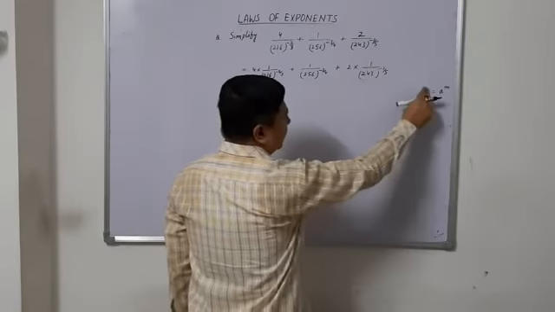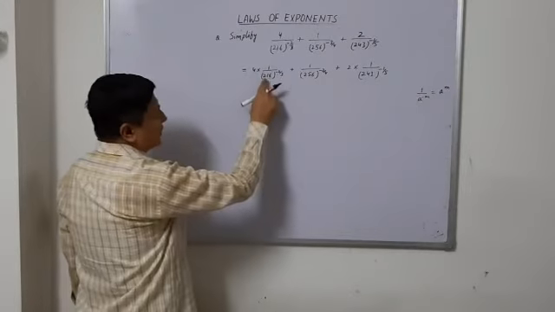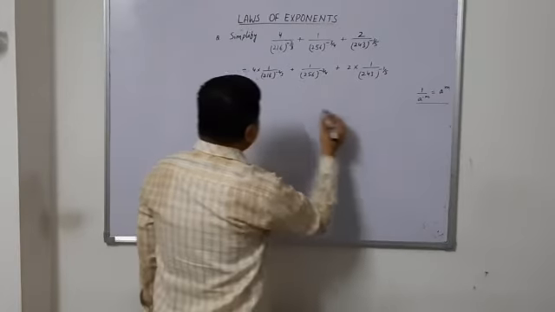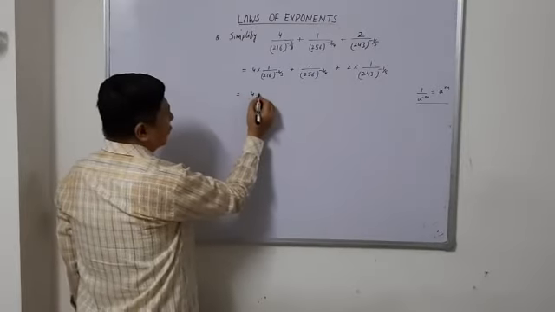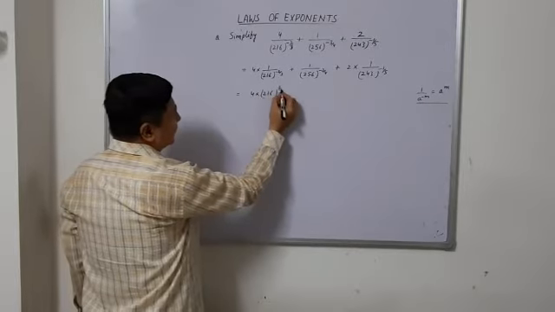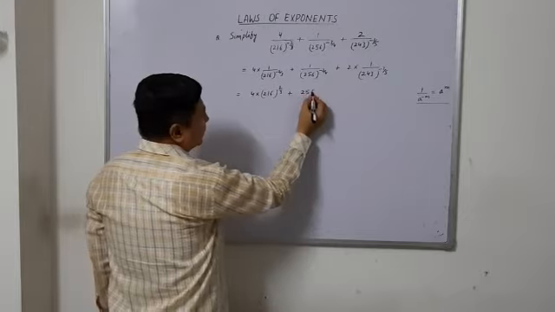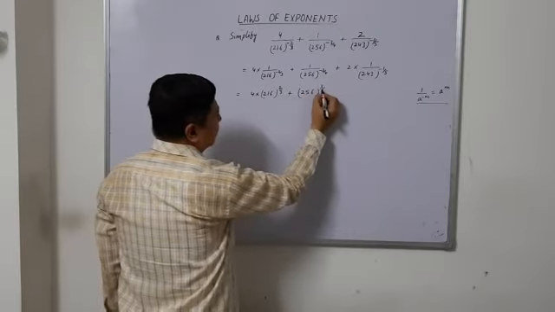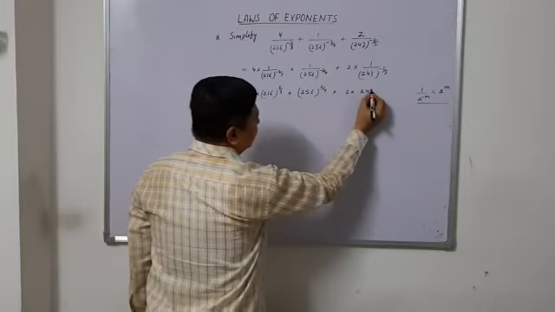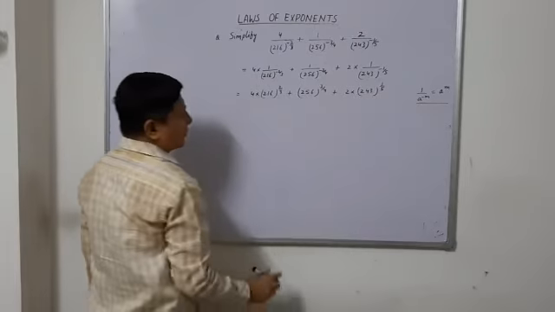Now we will use 1 upon a raised to minus m is equal to a raised to m. So this is 1 upon 216 raised to minus 2 upon 3. This property we are using. So we will get 4 into 216 raised to 2 by 3 plus 256 raised to 3 by 4 plus 2 into 243 raised to 1 by 5, using this law of exponents.